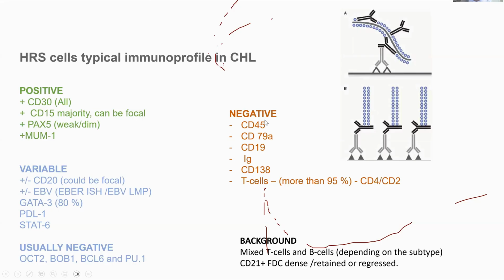The typical cells of classic Hodgkin's lymphoma are negative for CD45, and the B cell markers CD19 and CD79. They don't express the immunoglobulins. They're negative for plasma cell markers and T cell markers. But know that, as I said, they don't read books, so in about 5% of cases they can express some T cell markers, usually CD2 or CD4 more than CD3.